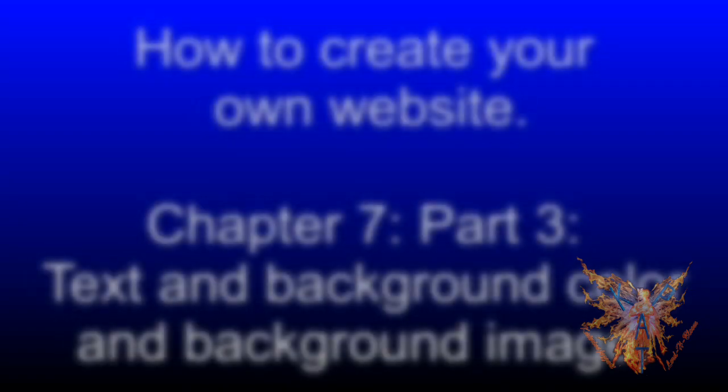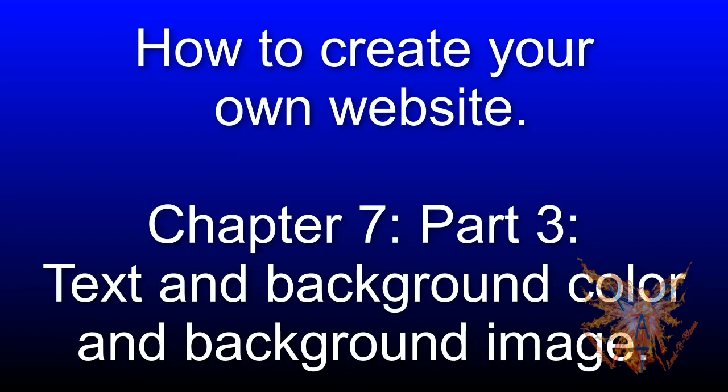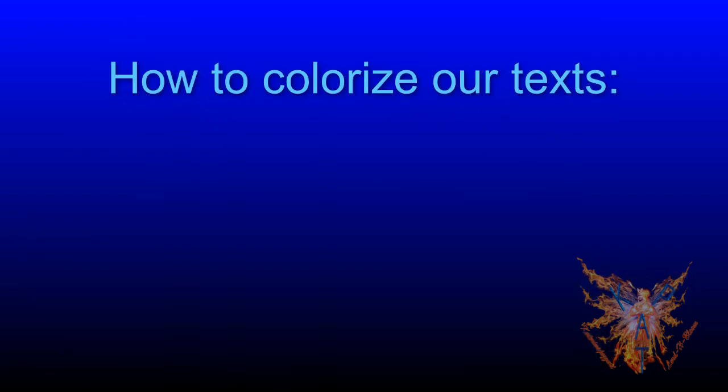Hello everyone. In the two previous parts, we saw how we can customize our texts and how to align them. As promised, let's see in this third part how we can now give color to all this. So, let's see how we can modify the text color, the background color, and even how to put a background image.